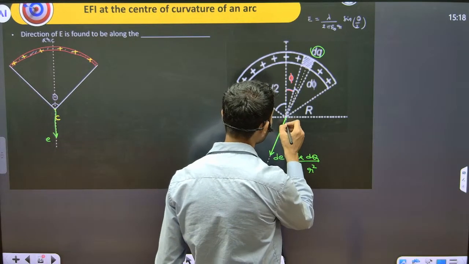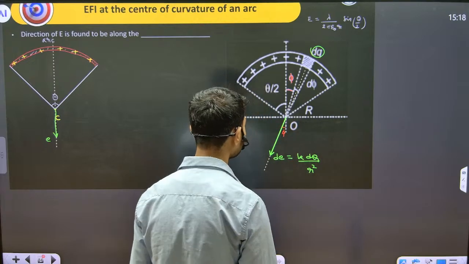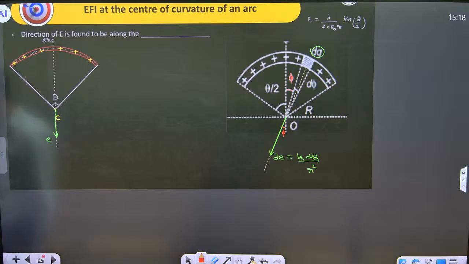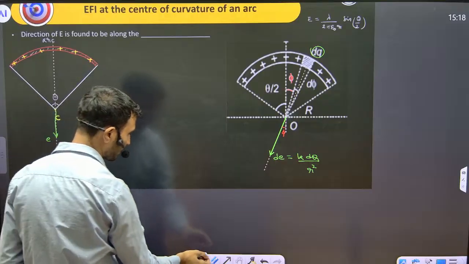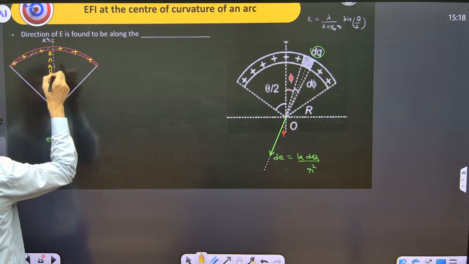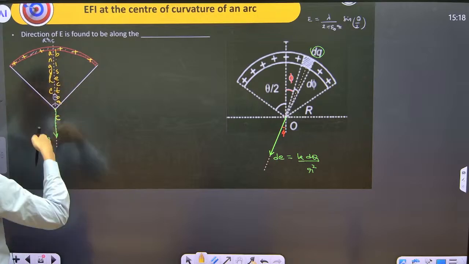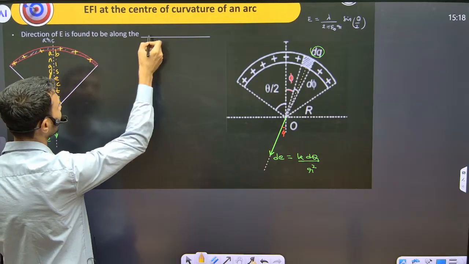Which makes this angle also how much? Phi, right? Both the angles are phi. So I know that electric field is only going to be along this direction. That means I can say direction of electric field is found to be along what? Along this line, guys. This line is called the angle bisector. Is it not? So direction of electric field line is along the angle bisector.